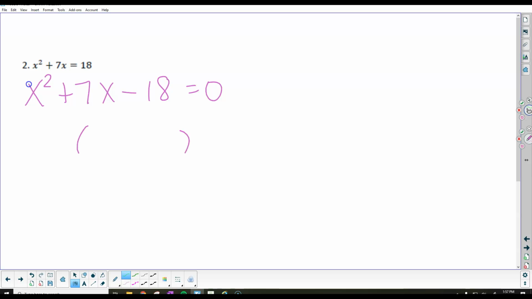You just need to draw your parentheses. Split up your x's, so put an x in each one of those. And then think about negative 18. What are numbers that multiply to make a negative 18, but you can combine them to make 7? 9 and 2. Great job. Which one of those is going to be negative? Good.